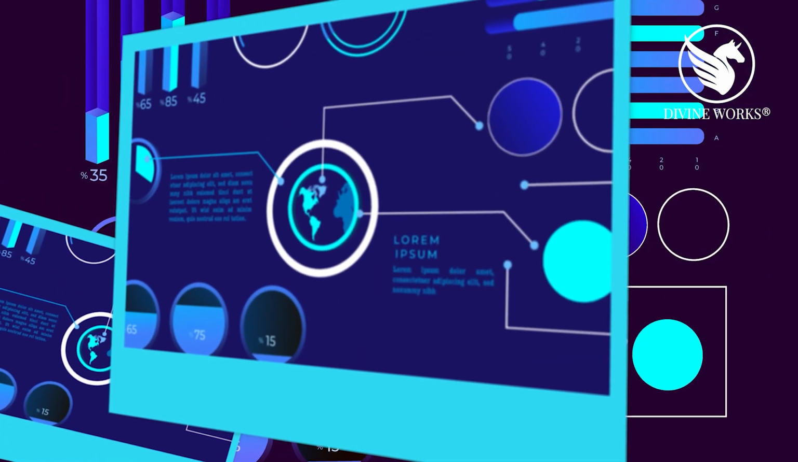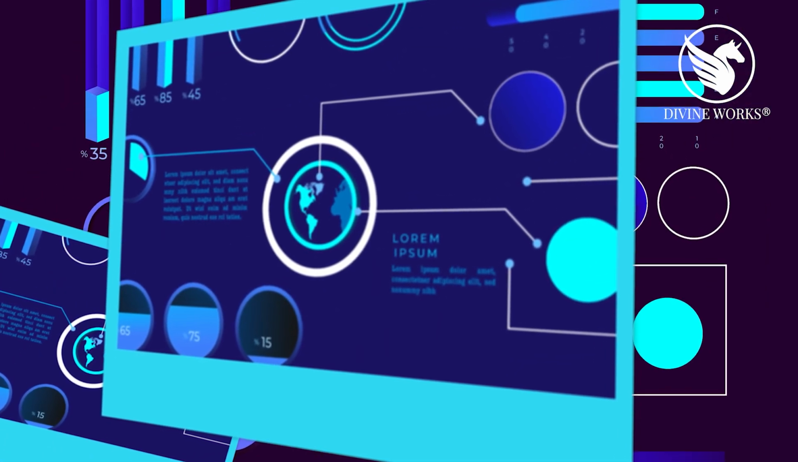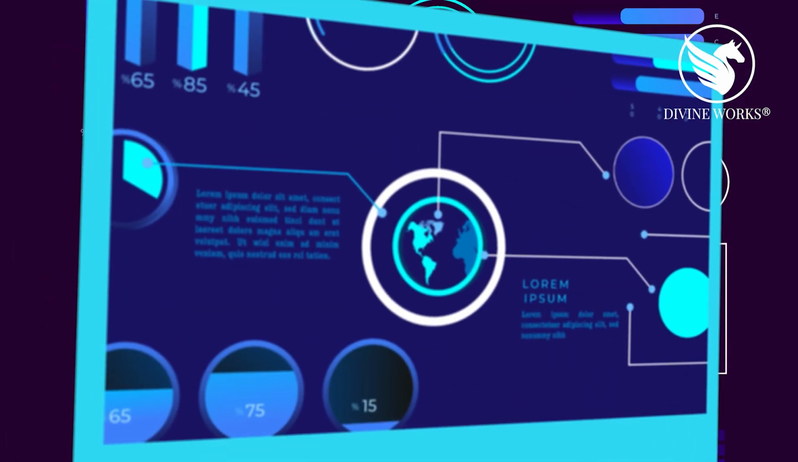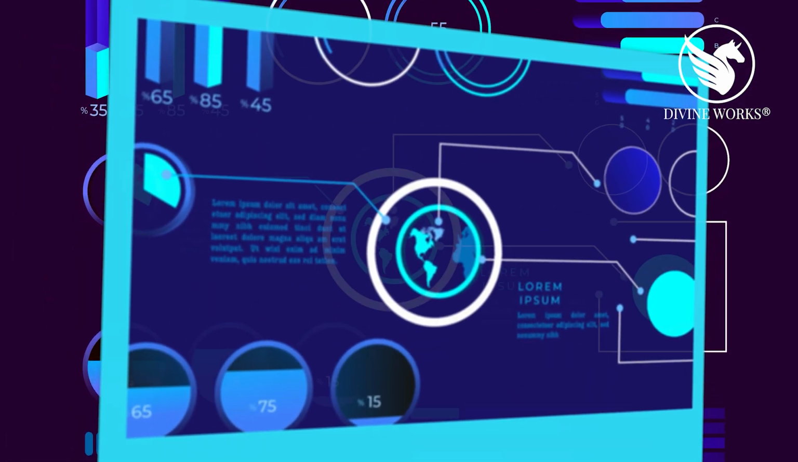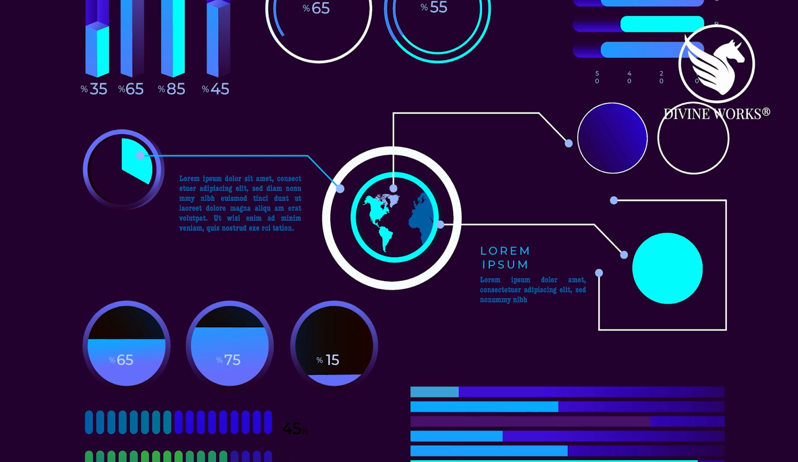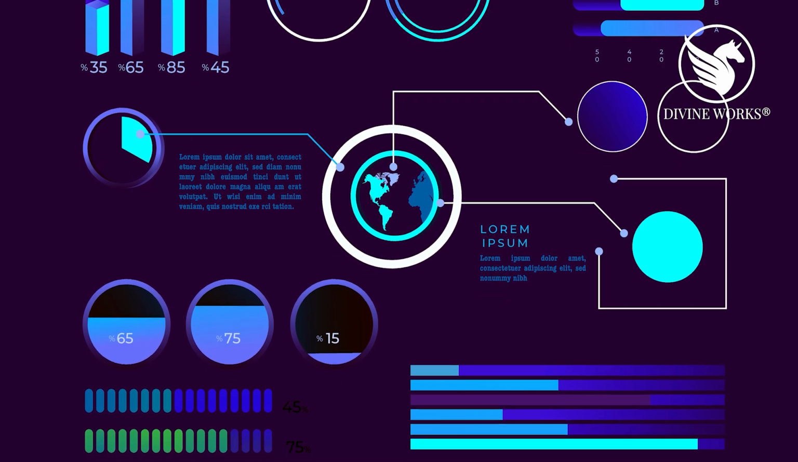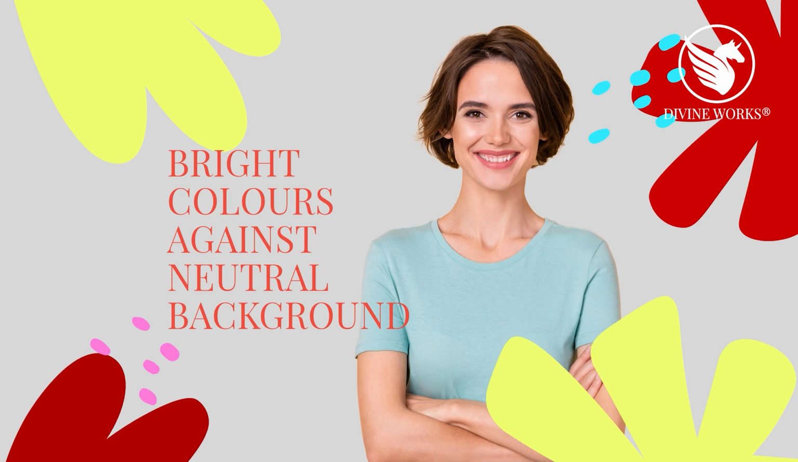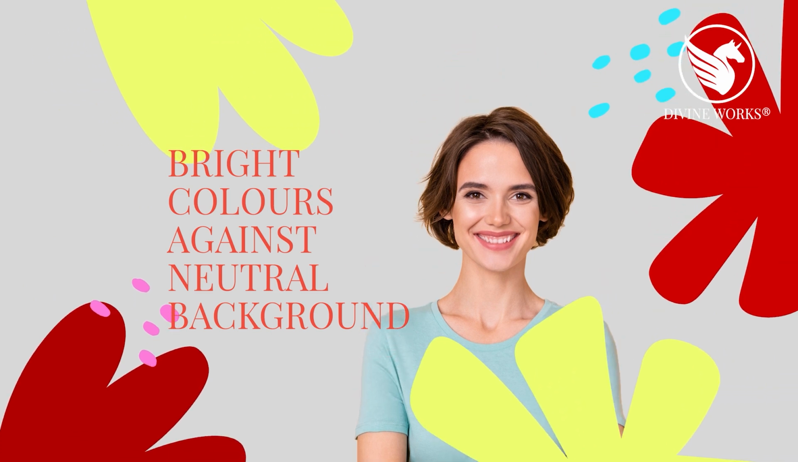Contrast is key when using color for visual hierarchy. By using contrasting colors, designers can create a clear distinction between different elements, making it easier for the viewer to navigate the design and understand the most important information. A bright color against a neutral background will stand out, drawing the viewer's eye to the most important elements.